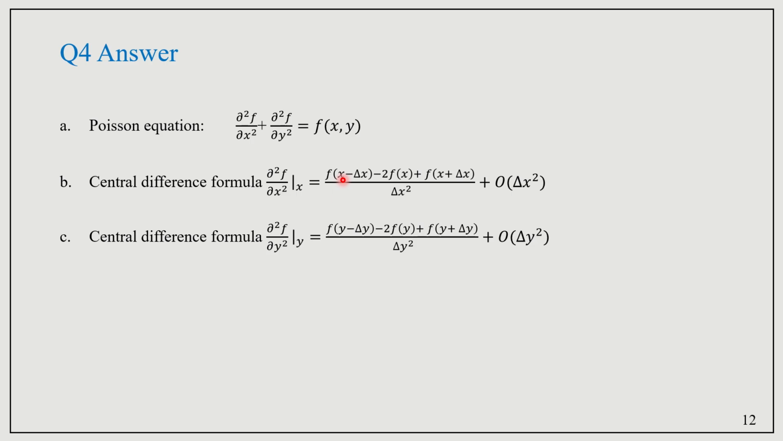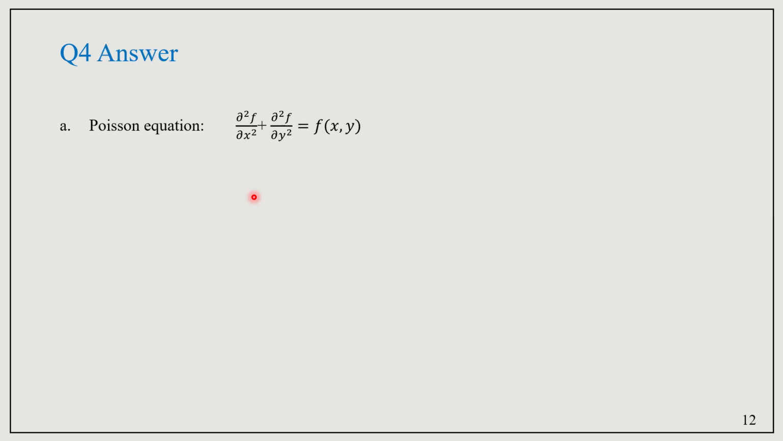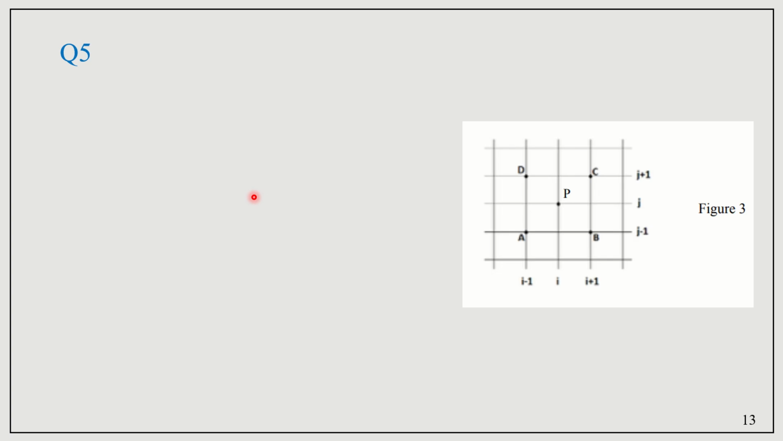So when we see, we have x minus delta x, x and x plus delta x. Similarly, y minus delta y, y, and y plus delta y. So all the components of the computational molecule are included. So we can say that it is a two-dimensional Poisson equation. So i minus 1, i plus 1, similarly j minus 1, j plus 1. This computational molecule is included when we are discretizing the two-dimensional Poisson equation. So the answer is option B. So that is question 4.